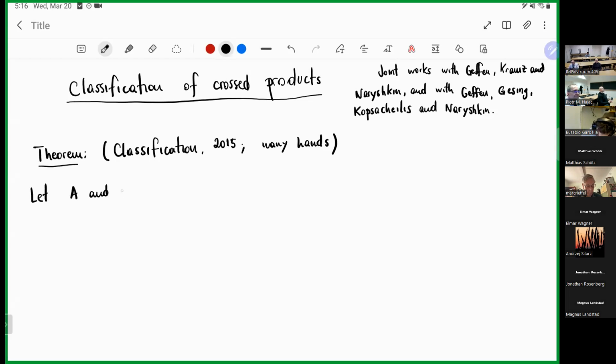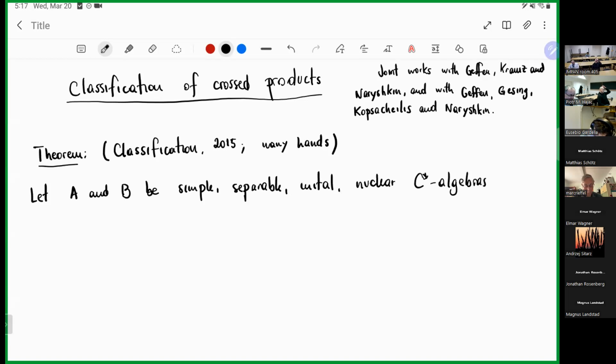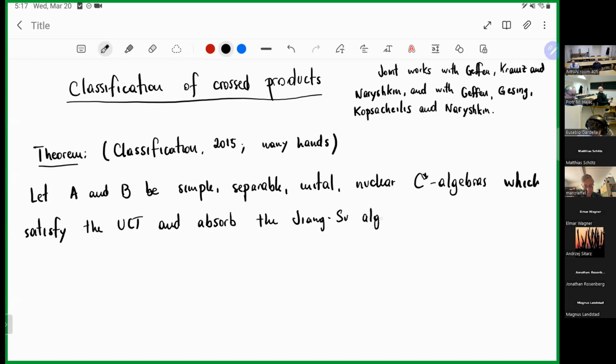Let A and B be simple, separable, unital, nuclear C-star algebras, which satisfy the UCT, and absorb the so-called Jiang-Su algebra, curly Z, tensorially. So these are the assumptions. This is the class of C-star algebras that we look at, and then the statement, or what is true about them, is that A and B are isomorphic if and only if their Elliott invariants are isomorphic.